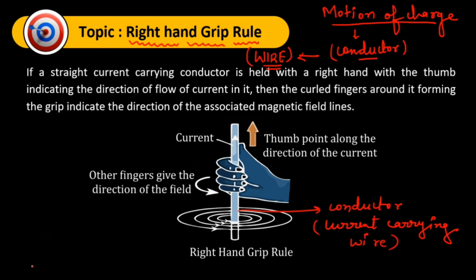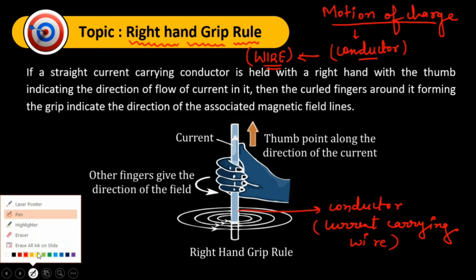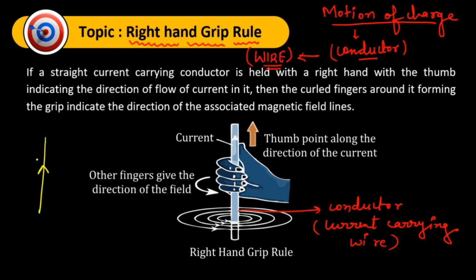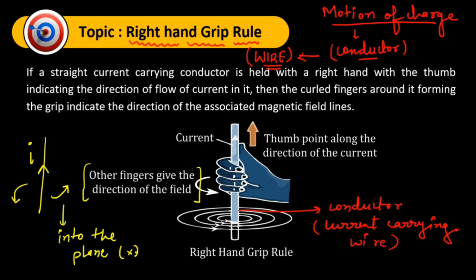How can we actually see it? Just look at it here. Suppose this is my wire and it is carrying current in this direction. If I hold that wire in such a way that the thumb is in the direction of current, and you look at the direction in which the fingers curl, the fingers go into the plane this way, and from here come out of the plane. Into the plane is represented by a cross, and this is representing out of the plane.